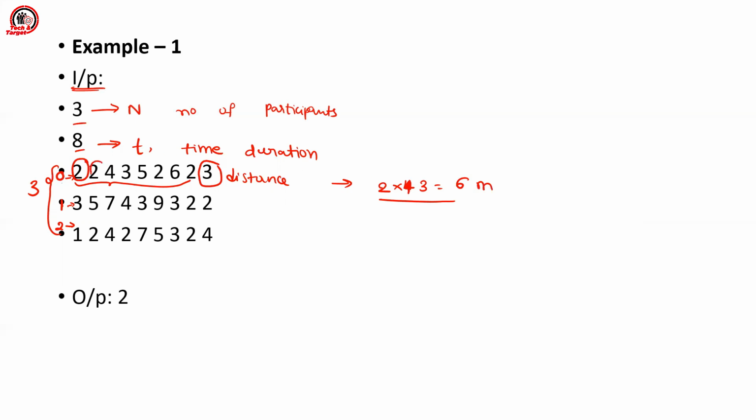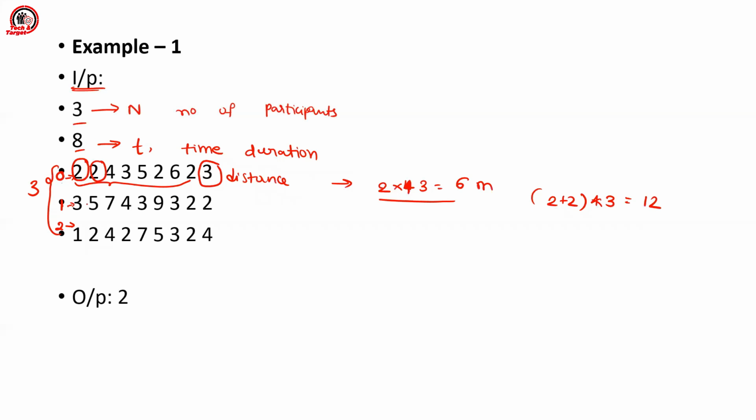And after 2 seconds, how much distance will he move? So this will be 2 plus 2, right? So he will take 2 plus 2 steps, and each of those steps will have distance 3. So 2 plus 2 will be 4, 4 into 3 would be 12, right? So this is how we have to calculate the distance traveled, right?